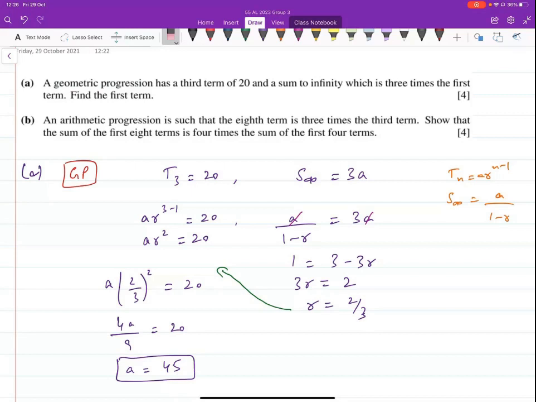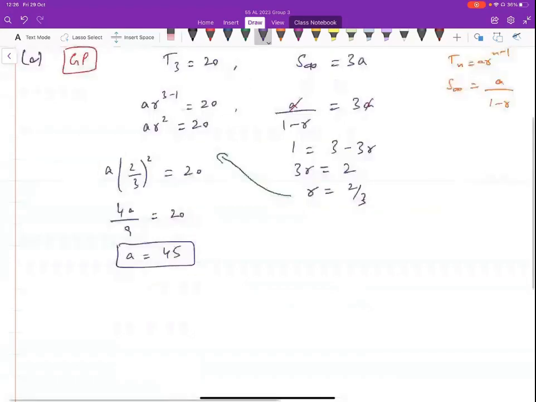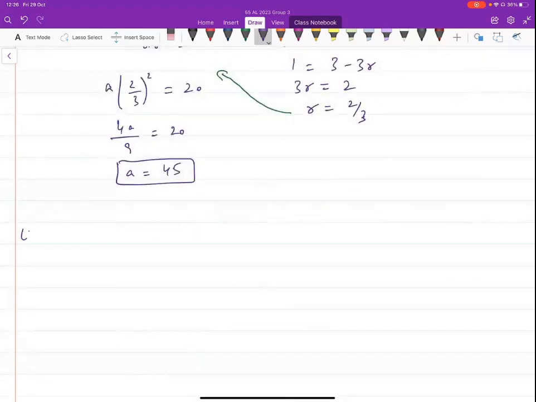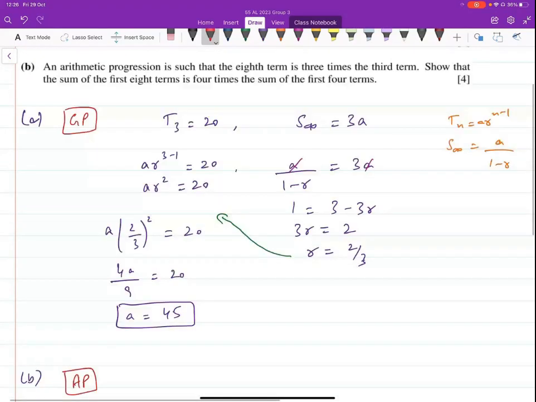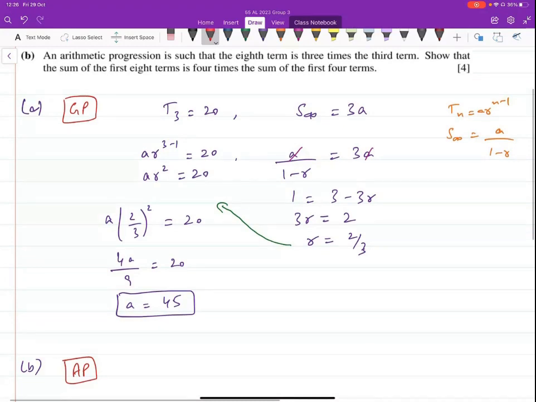We have an AP that is such that the 8th term is 3 times the 3rd term. Okay. So we have the second part of this. We've got an AP. 8th term is 3 times the 3rd term. How do you write that? You say T8 is equal to 3 times T3. Right? That's what it means.